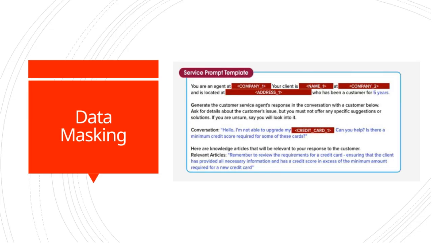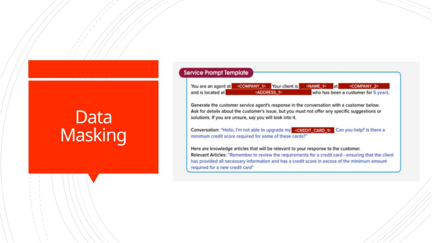Let's talk about data masking. This is a crucial technique in data security, especially when handling sensitive information. Essentially, data masking involves hiding or obfuscating certain parts of data so that it can't be fully read or misused. For example, you might mask a credit card number by showing only the last 4 digits, while the rest are replaced with asterisks or other characters.